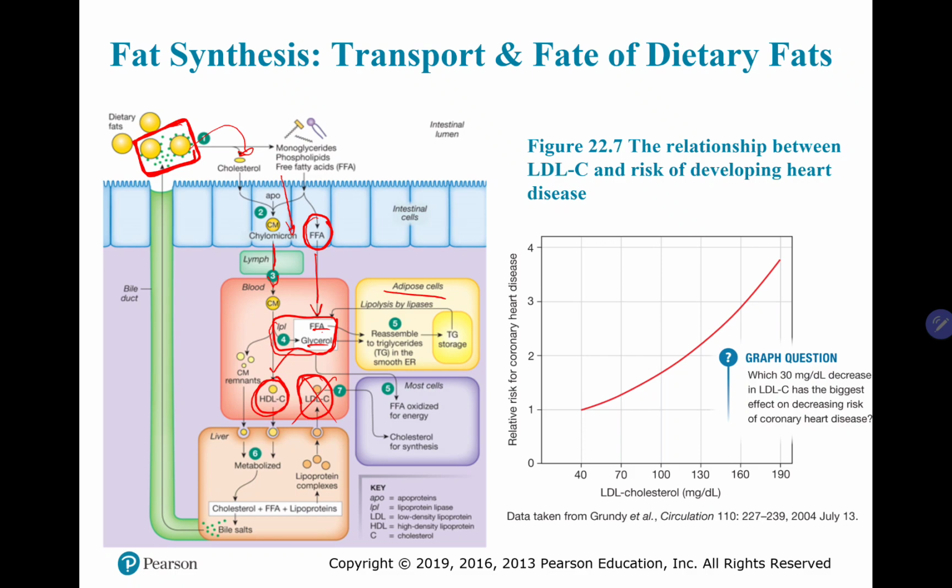So we can reassemble these molecules into triglycerides by the help, of course, of the smooth endoplasmic reticulum. Remember, the smooth endoplasmic reticulum synthesizes lipids, cholesterol, things like fats, okay? And this graph right here shows you the relationship between low-density lipoprotein cholesterol and its increasing risk for developing heart disease. So increasing amounts of LDL provides a relatively higher risk for coronary heart disease, okay?